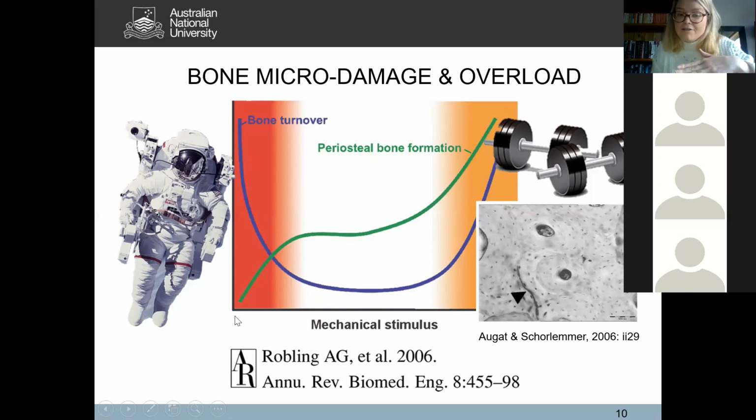So if you have very little mechanical stimulus, what you typically see is, as I mentioned before, an increase in bone turnover, but it's actually the osteoclast-mediated resorption that's higher than the bone deposition, which is what we see in osteoporotic bone. It's what you would also see if you go to space. So if you ever plan on going into space, please make sure that you do some exercise.